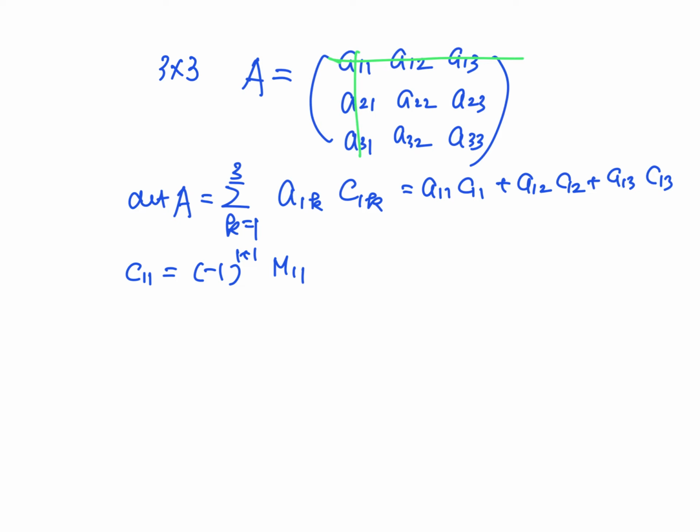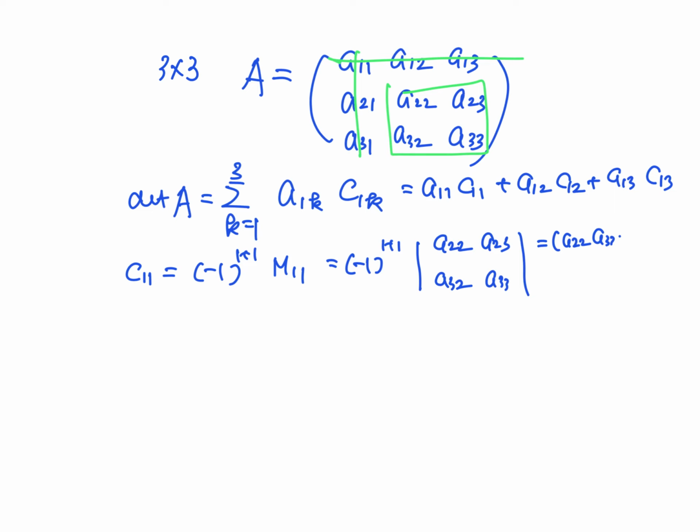So this is M11, the determinant of A22, A23, A32, A33. So this turns out to be A22 A33 minus A23 A32.